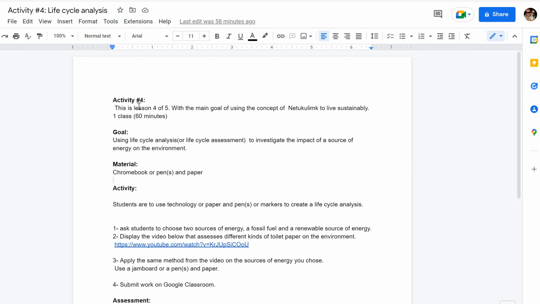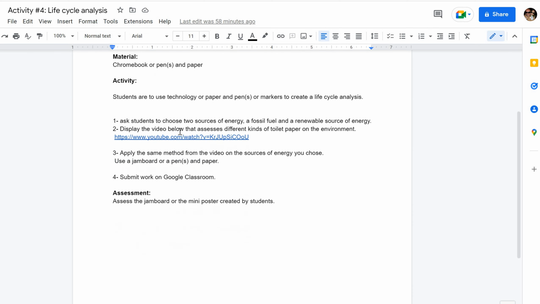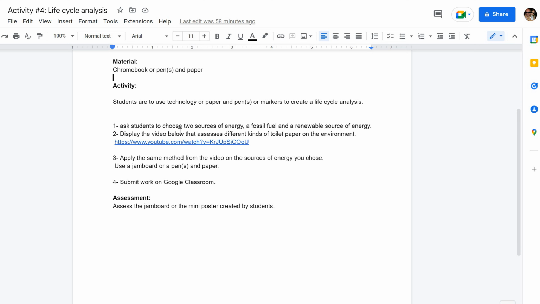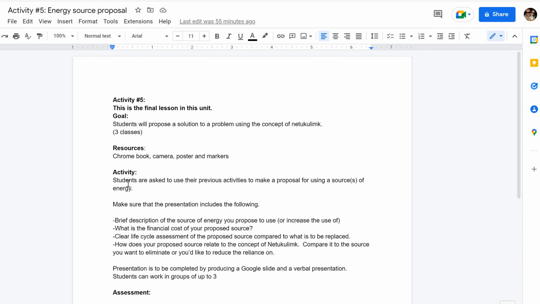A fourth activity would be to perform a life cycle analysis or life cycle assessment of the different sources of energy, comparing a fossil fuel source of energy and a renewable source of energy. For assessment, again, the student's product would be a Jamboard or a mini poster created by the student as well.